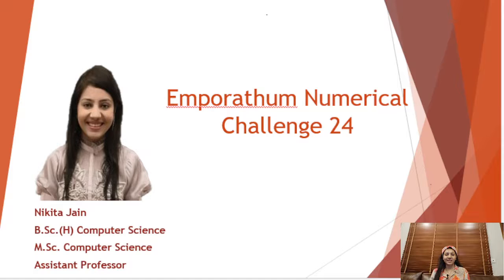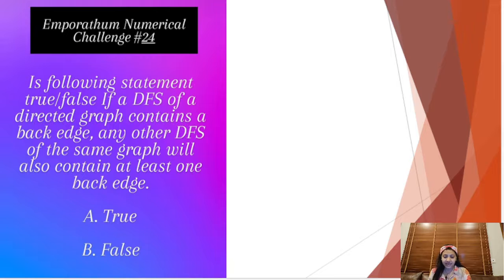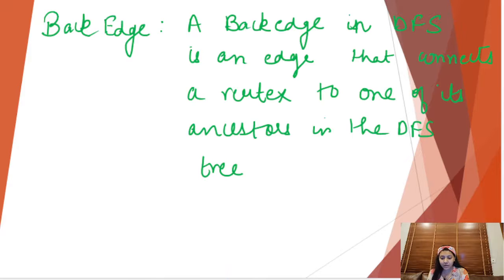Let's see the solution of the last question. So the last question was based on the DFS tree, which says if a DFS of a directed graph contains a back edge, any other DFS of the same graph will also contain at least one back edge or not. So we have to specify whether this statement is true or false. So let's first understand what we mean by this statement.